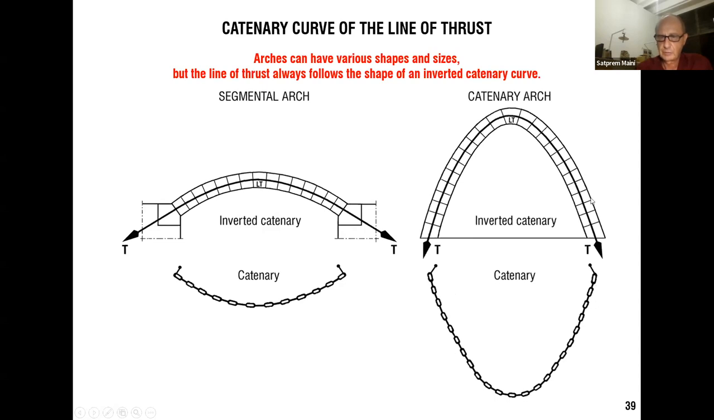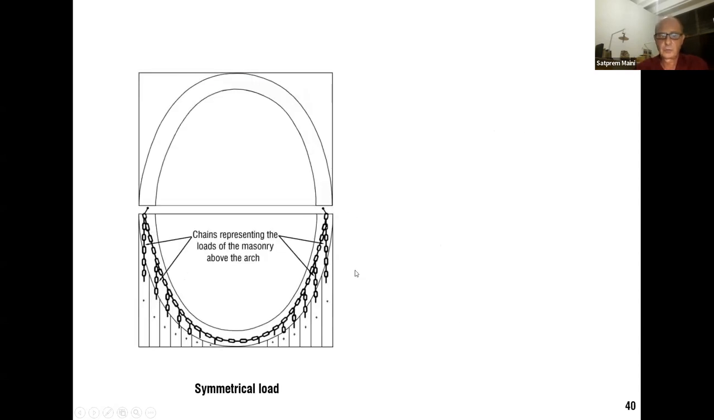You have this shape, reverse the shape, you have pure compression here, because here you have only tension in both cases. And when you reverse the shape with exactly the same shape, you have only compression here. Compression forces, which are totally centered in the thickness of the arch. So only when you have a catenary shape, the line of thrust here is centered into the arch in both cases here.